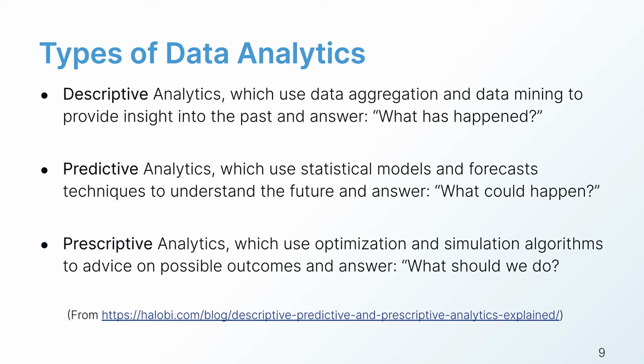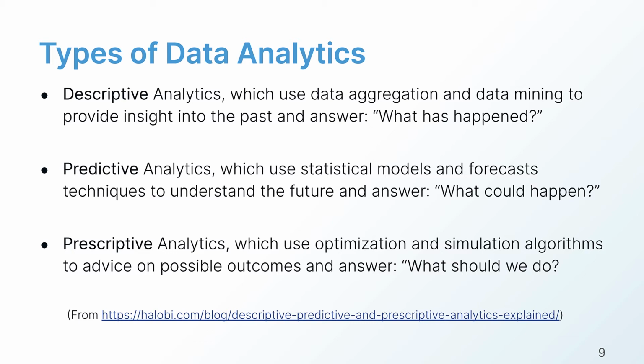There are 3 types of data analytics. The first is called descriptive analytics. When we use descriptive analytics, we try to answer the question, what has happened? So when we do descriptive analytics, we usually generate the descriptive statistics of the dataset, such as the average, the standard deviation, the maximum value, and the minimum value.